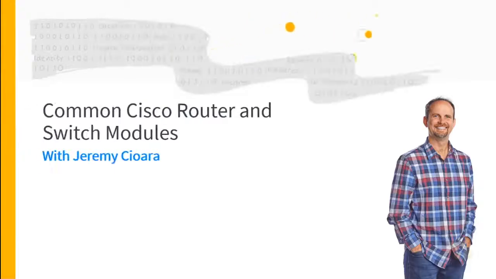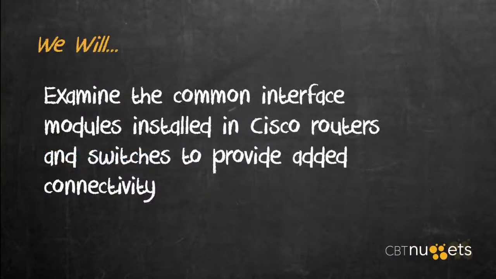All right, let's talk about Cisco device upgrades. By the time we're done here, we will examine the common interface modules installed in Cisco routers and switches to provide added connectivity. Whew, that's a mouthful. Big picture, I want to make sure as you build your physical lab environment, you know what options you have to make sure these things can get the connectivity that you need to do all of your testing.